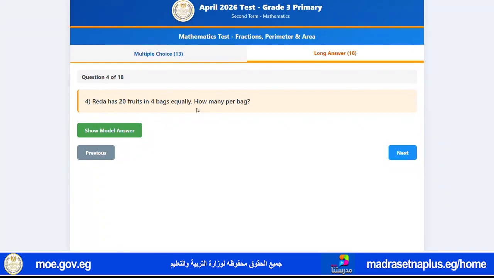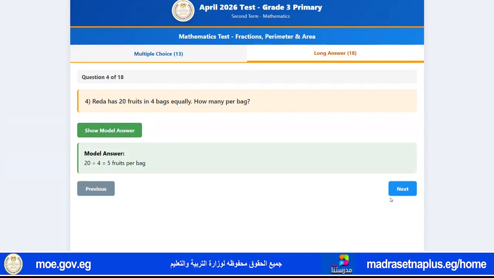Another problem: Rida has 20 fruits in 4 bags. So the total of fruits is 20 and the total of bags is 4. I need to put 20 fruits in 4 bags. Distribution must be equal. That means each bag has the same number of fruits. It's easy to divide 20 by 4. 20 divided by 4 equals 5.